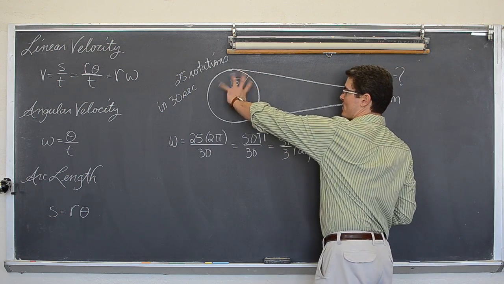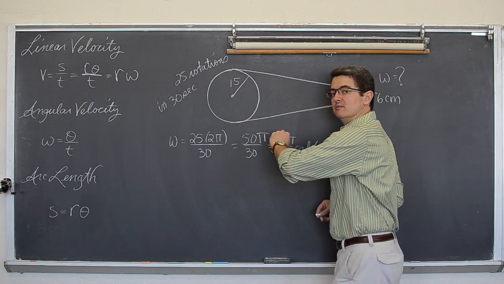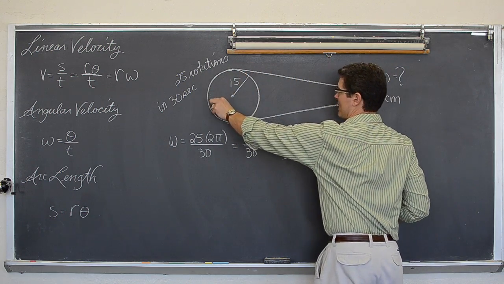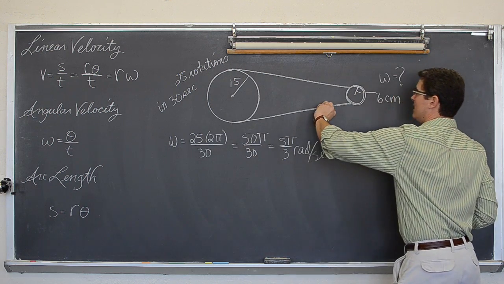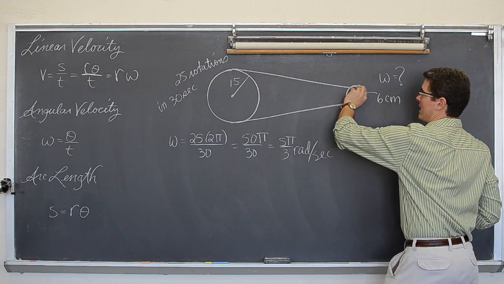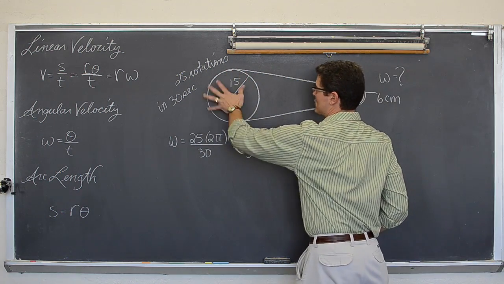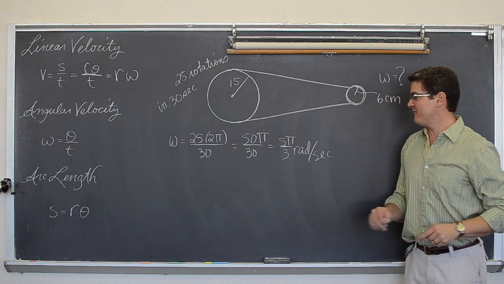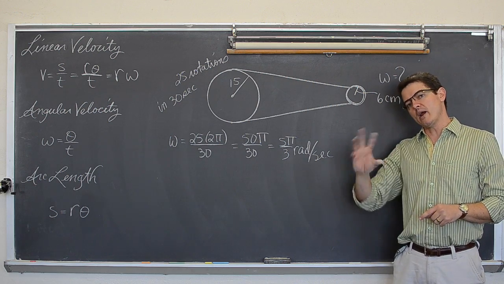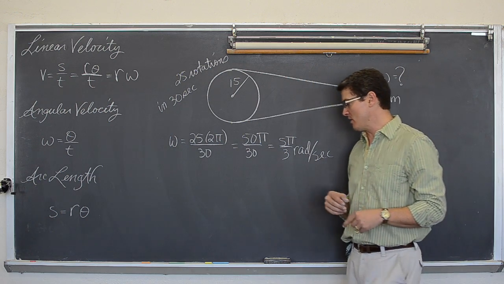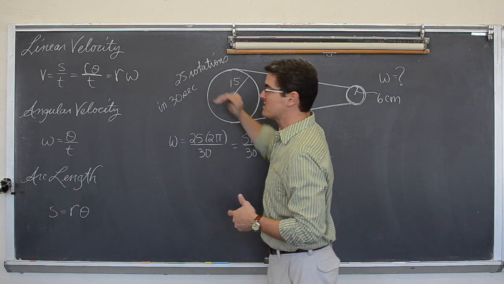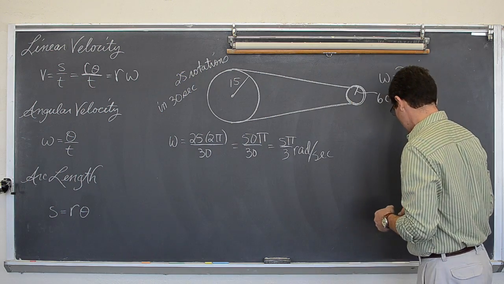Well, this turning of the sprocket is pulling a chain. Whatever amount of chain you pull around the front sprocket is the same amount of chain you're pulling around the back sprocket. So what I want to do now is find out how much chain I'm moving in that 5 pi over 3 radians of rotation. I want to find the arc length, how much chain is getting pulled around that front sprocket.